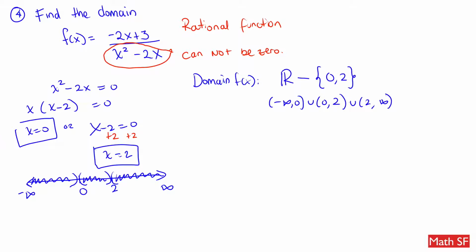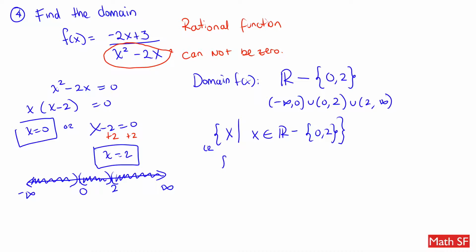That's how it would have been in interval notation. Now, if your professor requires you to use set builder notation, then we have to say this. It's going to be the set of all x's such that x belongs to the real numbers except 0 or 2, right? Except 0 and 2. That would be one case.